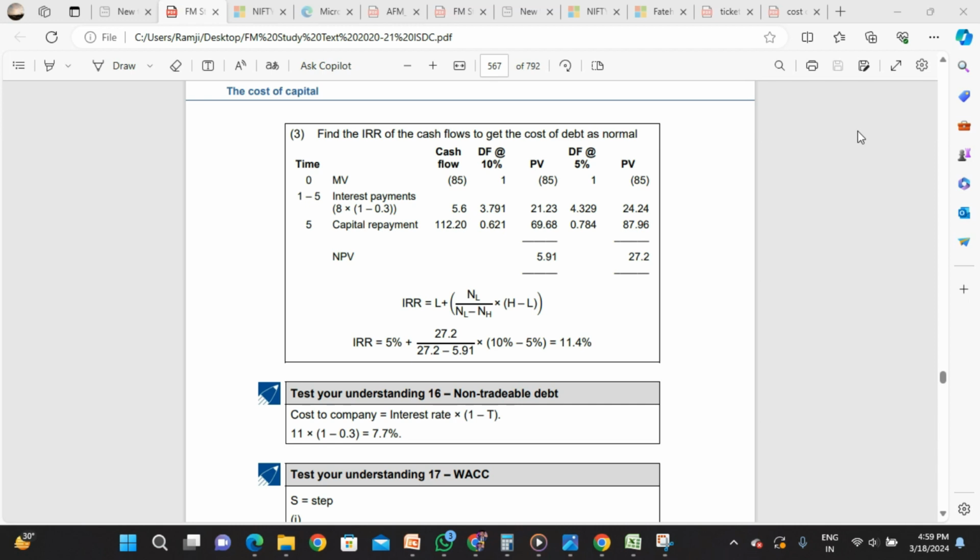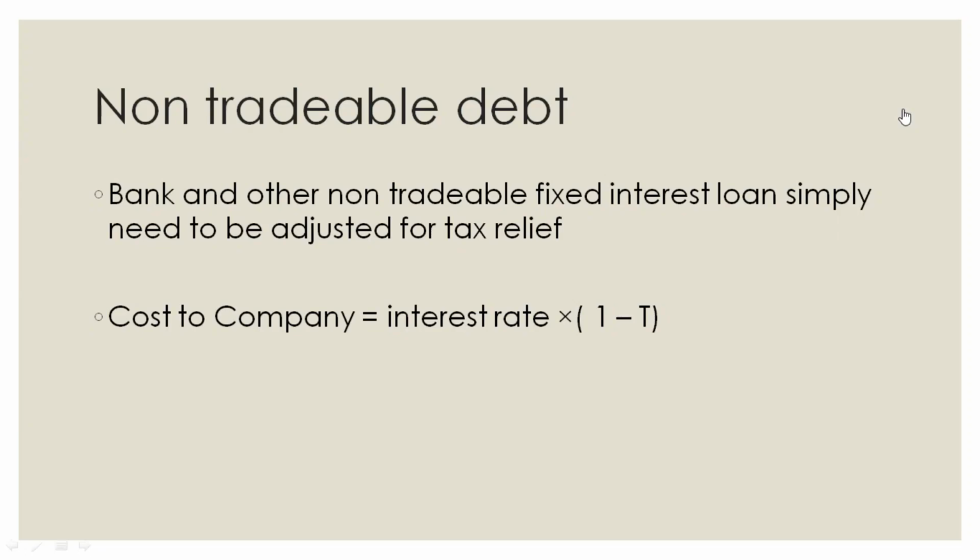So are you clear on non-tradable debt? Are you guys clear on this topic? The formula is very simple: interest rate into 1 minus t. So remember this formula. From my experience, this question is never asked in the exam. So please focus mostly on the cost of equity, and in the debt you have to focus on the redeemable debt and the convertible debt. These three topics are most important.